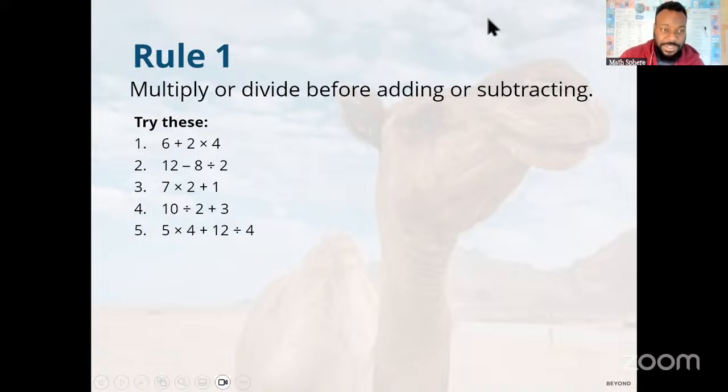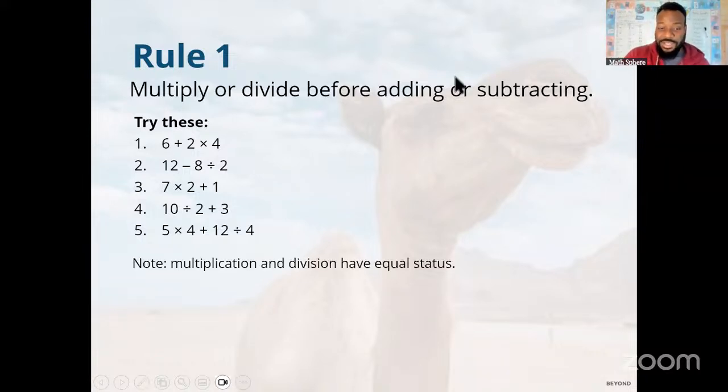Right. Quick note. Multiplication and division have equal status, which means if they're in the same type of equation that you're looking at, you could deal with them in a linear sense. Okay, something to note. All right, have a go at these.